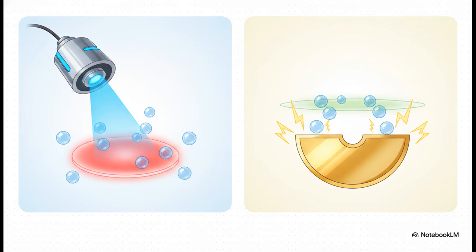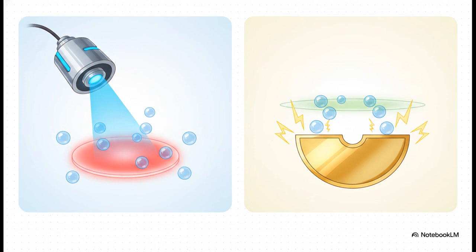The optical, or fluorescence method on the left, uses light. It shines a blue light onto a special material, causing it to glow red. Oxygen molecules naturally quench or dampen that red light. By timing exactly how fast the red light fades, the sensor calculates the oxygen level.